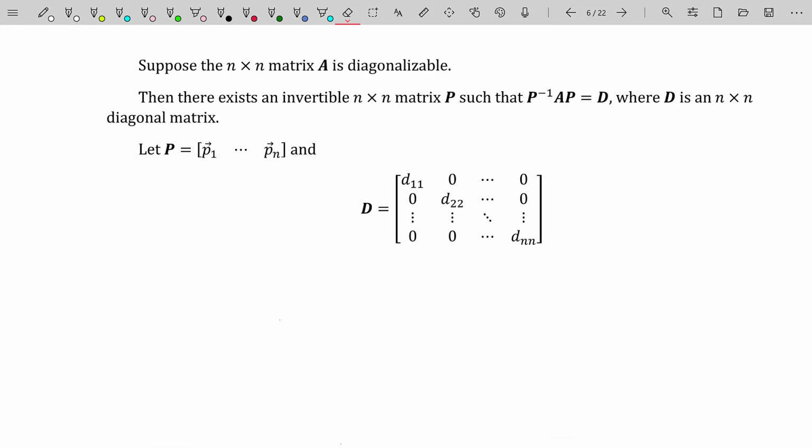Well, let's see, how are we going to get there just from this statement alone? Well, we're going to go ahead and use this little bit right here. Since P inverse AP is equal to D, I can go ahead and multiply both sides by P inverse on the left to get the following.